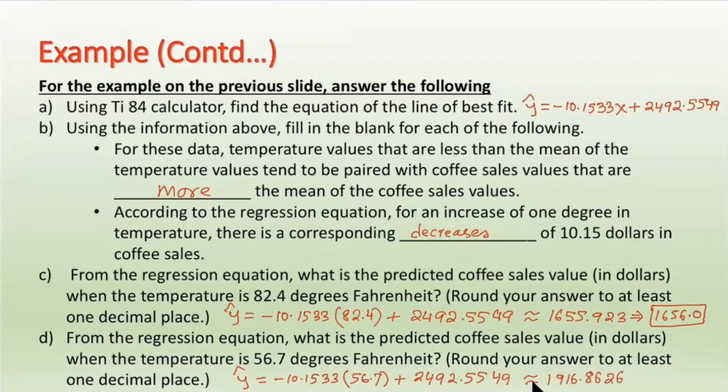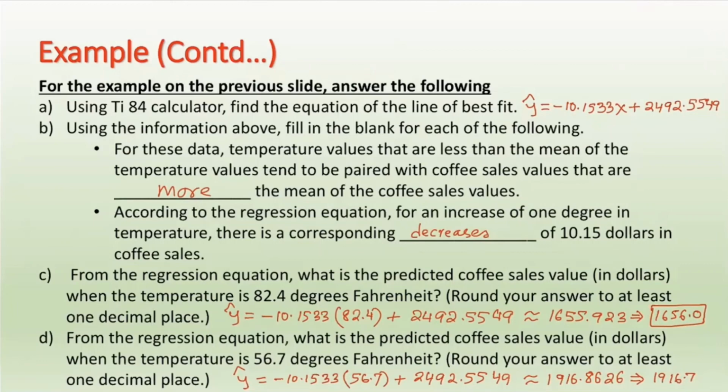I got this value, 1916.8626. And when you round it to 1 decimal place, it should be 1916.7. Is that what you got? Hello. Yes, 1916.7. Okay. Shouldn't it be 0.9? 0.9.